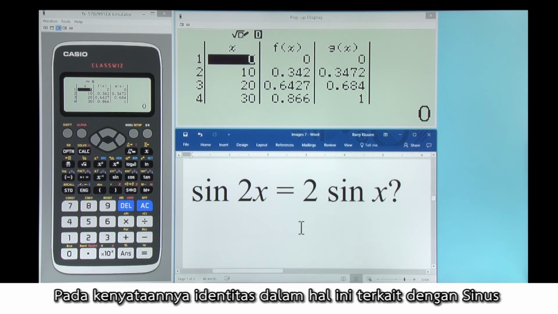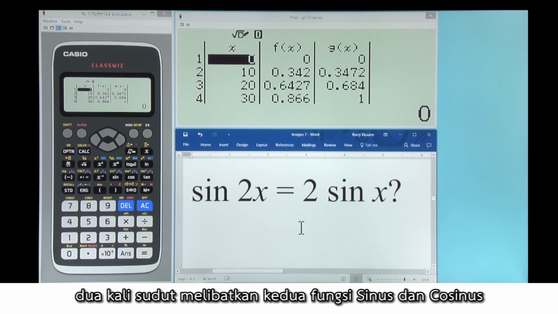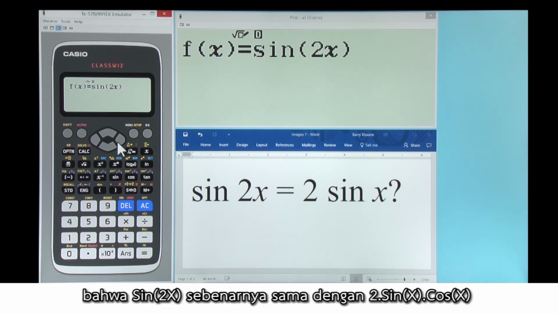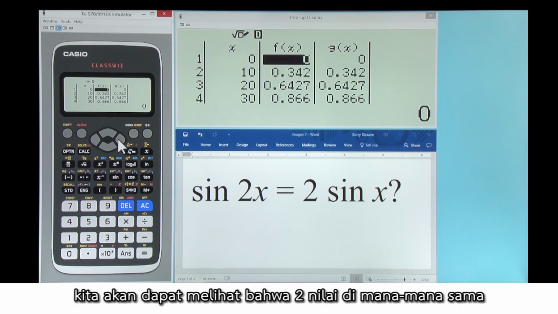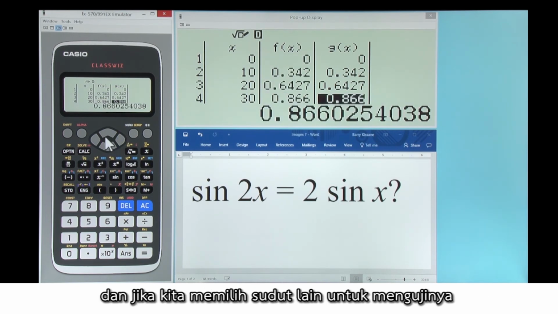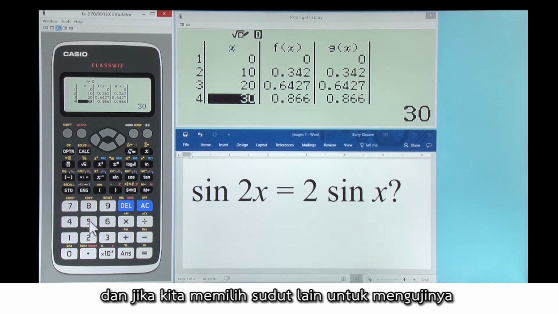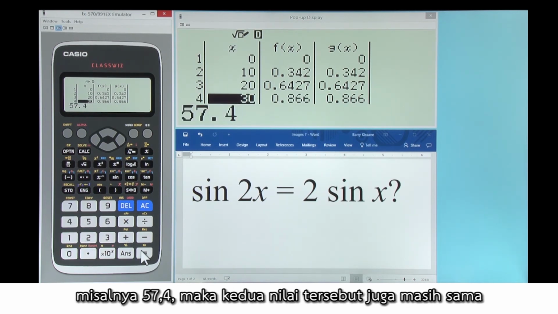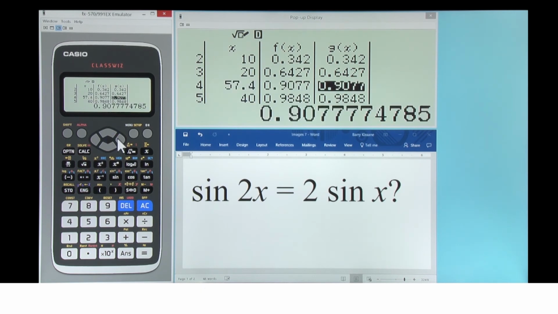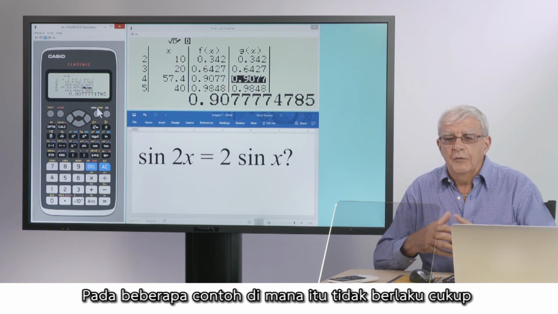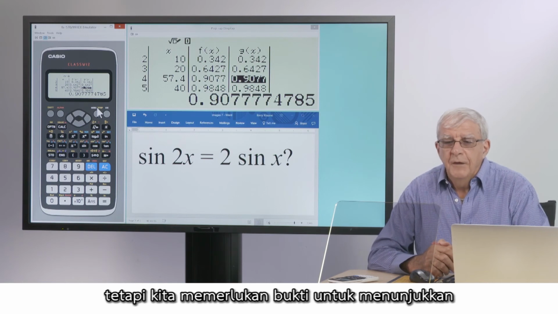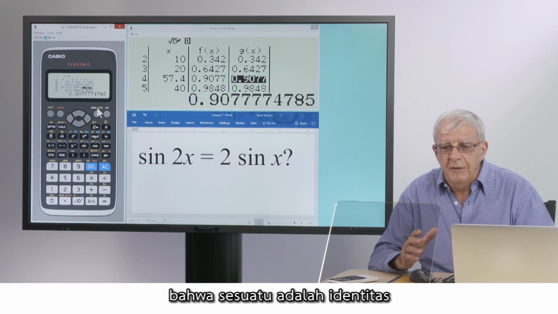In fact, the identity in this case related to the sine of twice an angle involves both the sine and the cosine functions. That the sine of 2x is actually equal to 2 times the sine of x times the cosine of x. And if we make that change, now when we draw the table, we can see that the two values are everywhere the same. And if we choose another angle to test it a little bit further, 57.4, then in fact they are still the same. So the expression is an identity. Some examples of where it doesn't hold are enough to show that something is not an identity. But we need to have a proof to show that something is an identity.